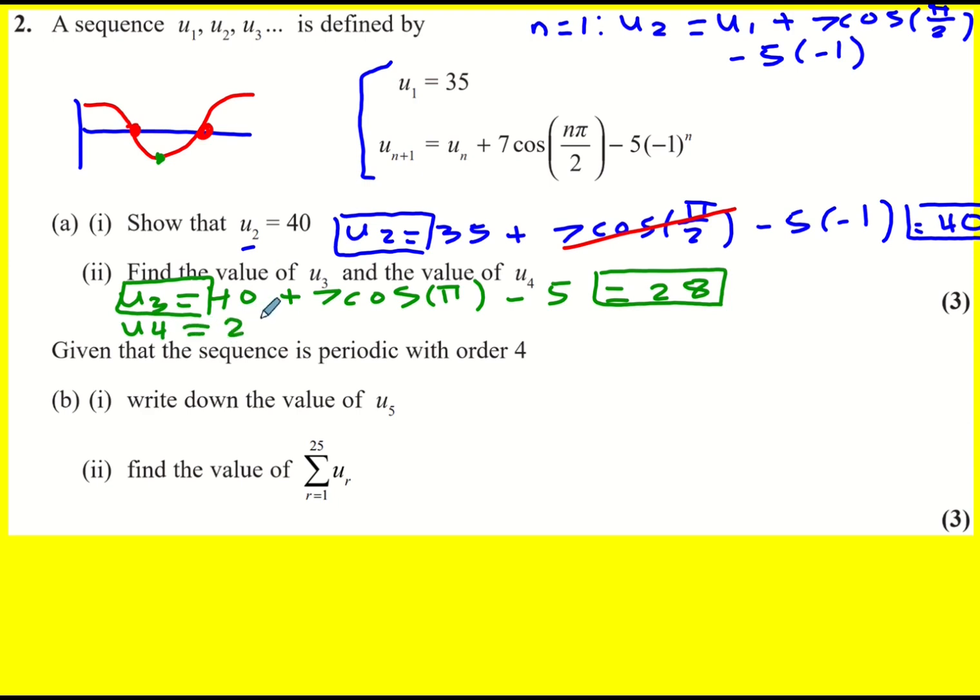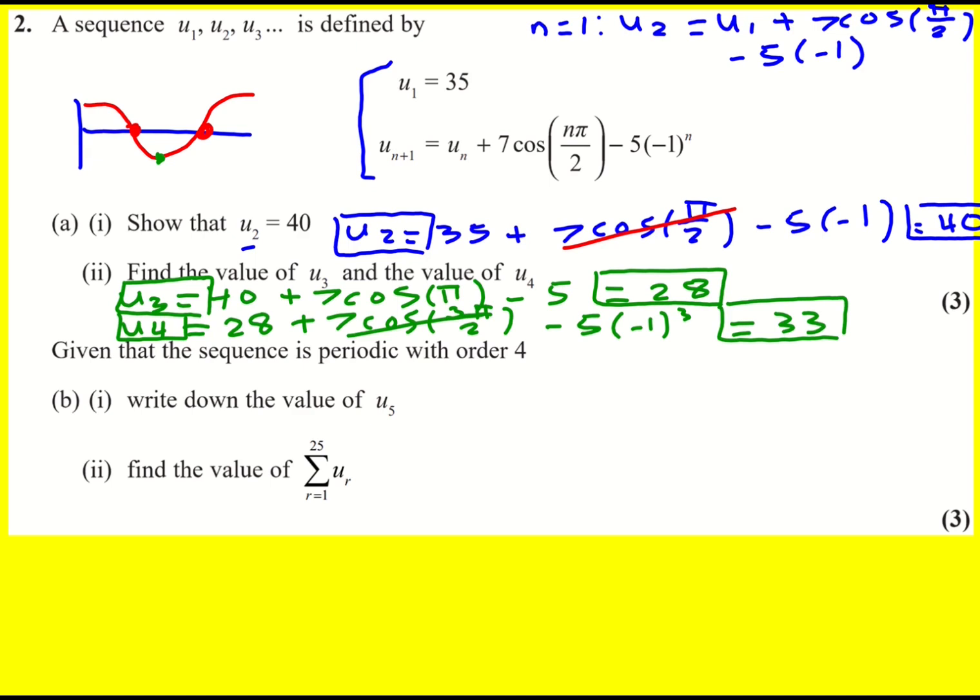And then u4 will be 28 plus 7 cos 3 pi over 2. Again, that will be 0 minus 5, then to the minus 1 to the 3. That just becomes minus 1. I'm adding 5. I'm going to get 33. I hope you're on board with that.